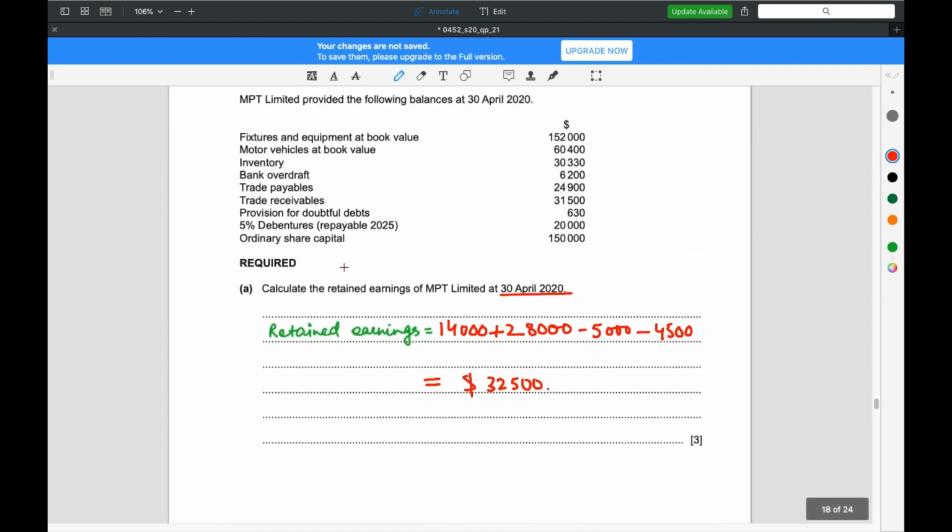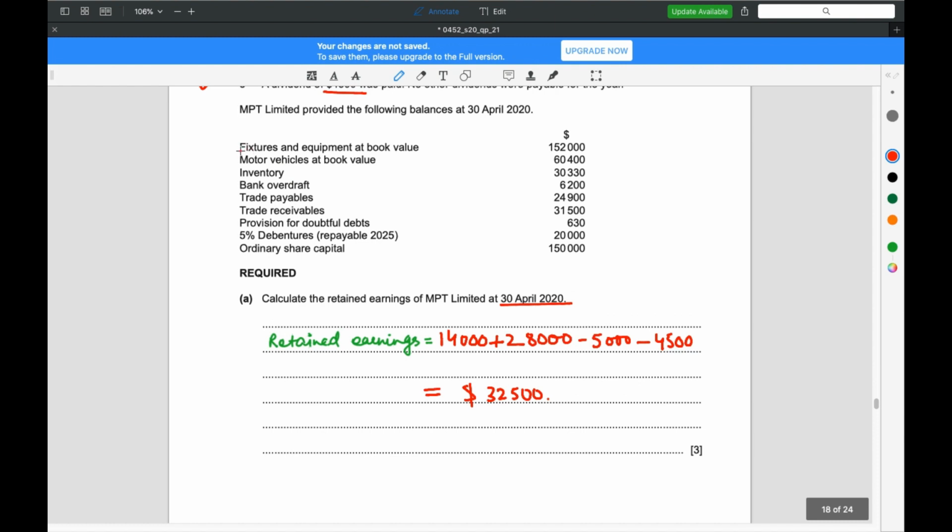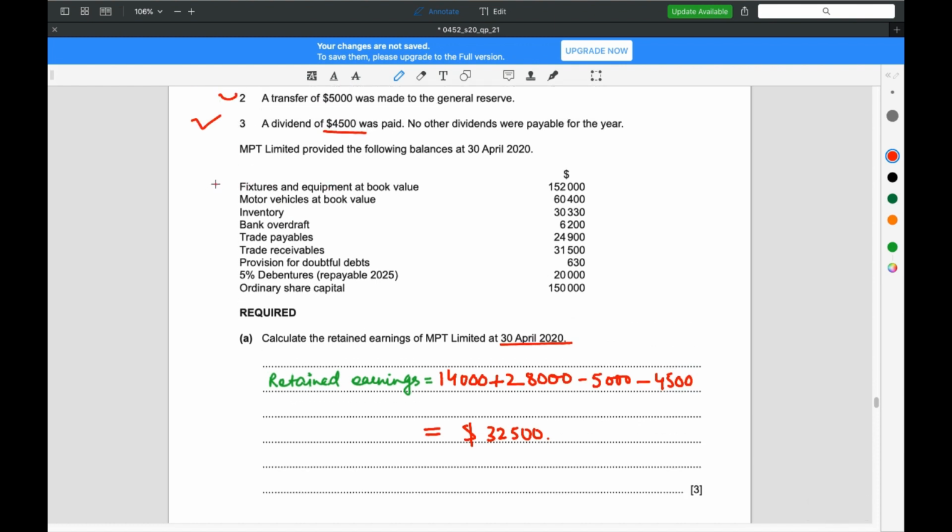So he's given you the non-current assets. Let's see. He's given you fixtures and equipment, which are non-current assets. Motor vehicles are also non-current assets. And then inventory is a current asset. Bank overdraft is technically an asset, but in this case it will come in the liabilities, the current liabilities section as well. All right, current asset, sorry.